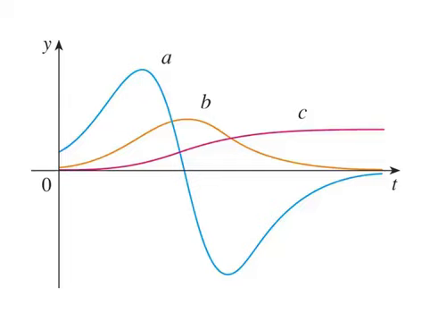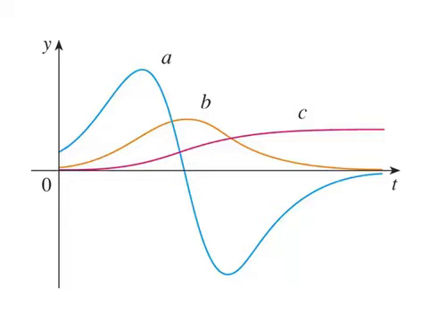Below are three graphs, A, B, and C, labeled in no particular order. One graph is the graph of the position of a car. The next graph is the graph of the velocity of the car, and the third graph is the graph of the acceleration of the car. So our job is to identify which is which.